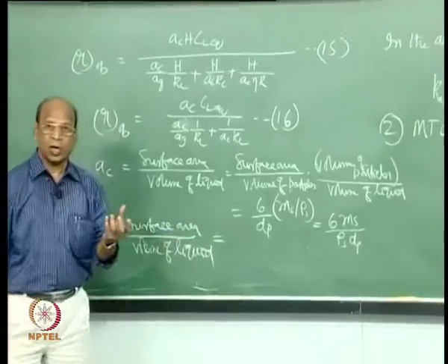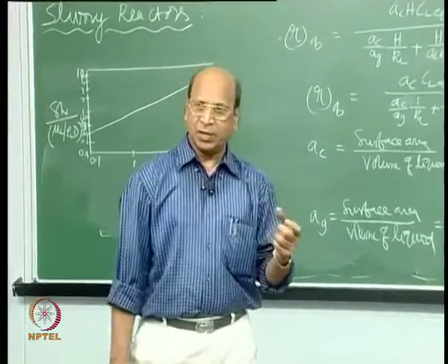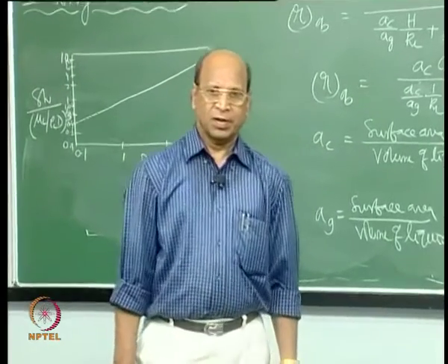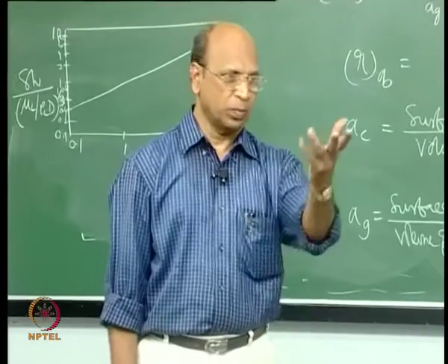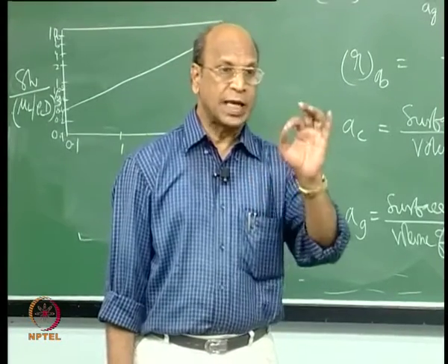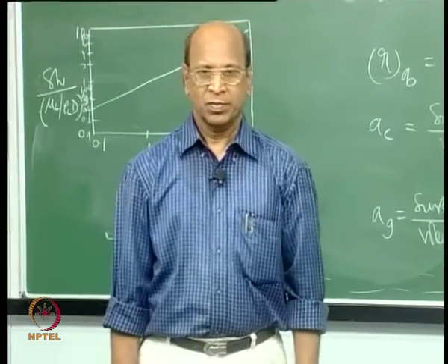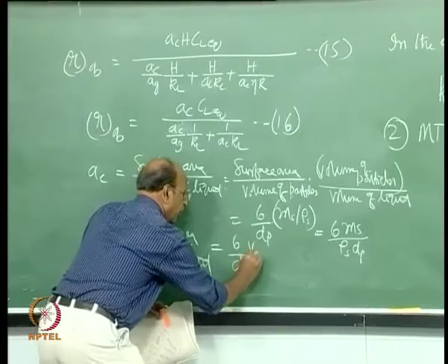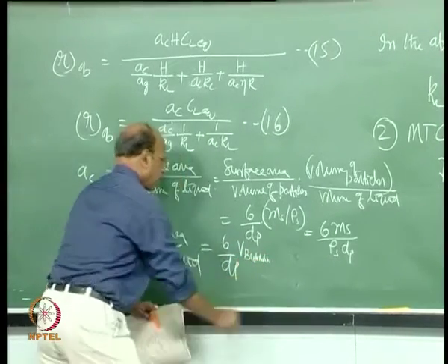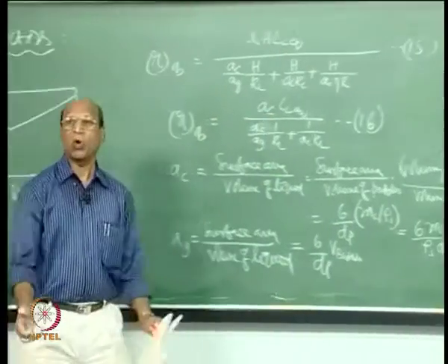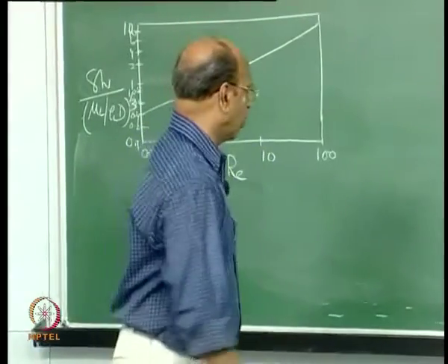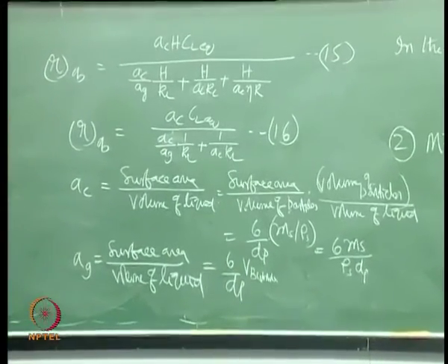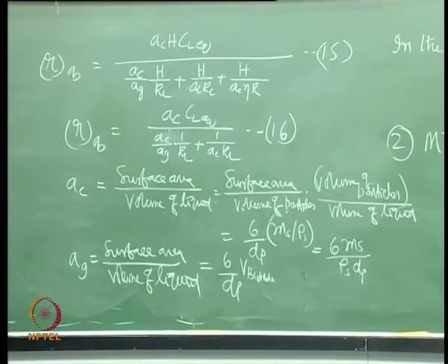This side I have to write n into volume of bubble, okay, bubbles. And I will simply put volume of bubbles as Vb. So, that is why finding out gas holdup is also very important in slurry reactors, okay? That Vb is the holdup, where we have now here 6 by dB into Vb, volume of bubbles. And volume of bubble by volume of the liquid will be holdup. Please write that, volume of bubble by volume of liquid will be the hold up.